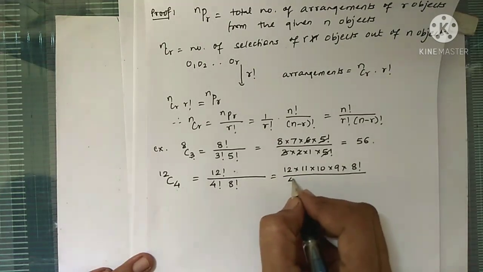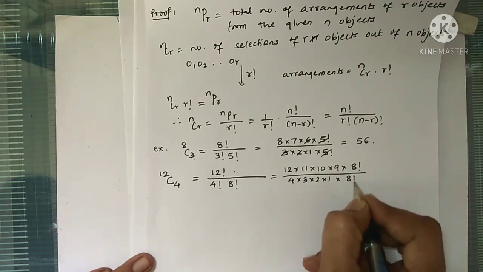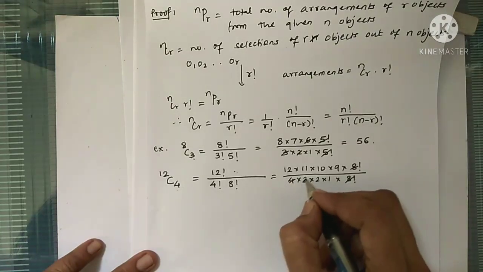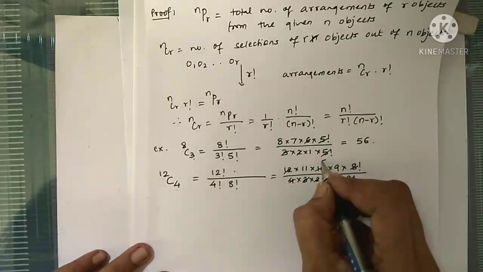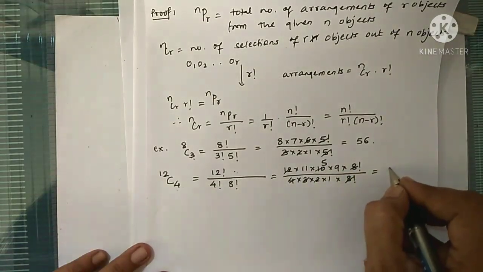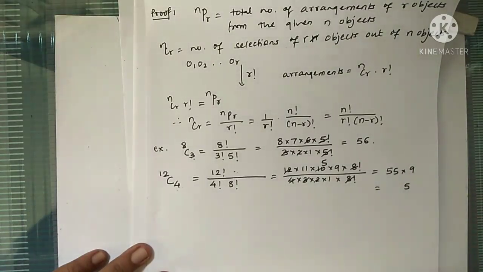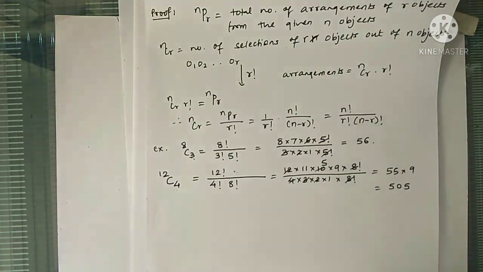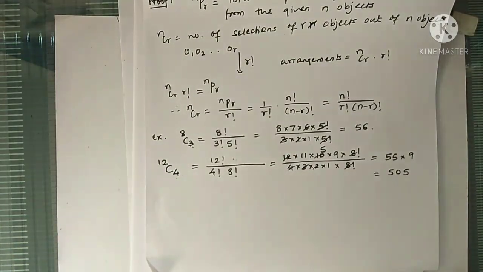Now 4 factorial is 4, 3, 2, 1. Now this 8 factorial gets cancelled. 4 into 3 is 12. So let's cancel like this. And 2 5s are 10, so this is 55 multiplied by 9. That is 9 5s are 45. Again 9 5s are 45 plus 5, that is 50. So it is 505. Now let's see some properties of combinations.